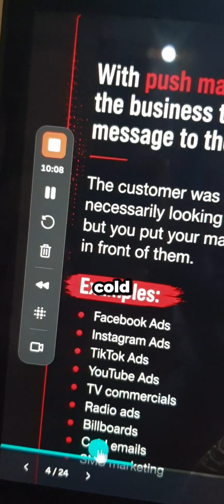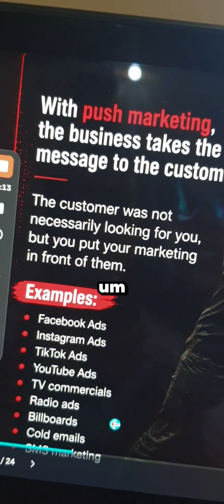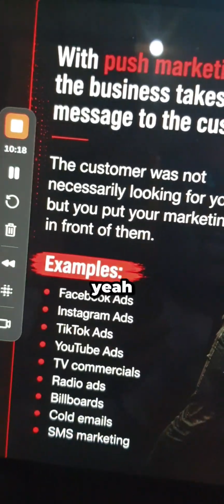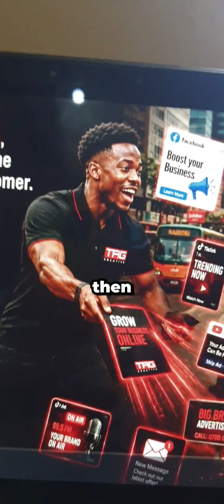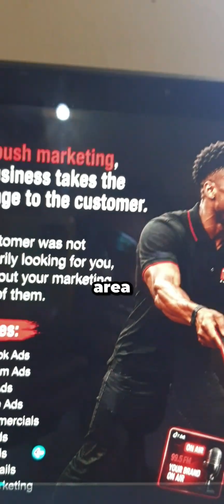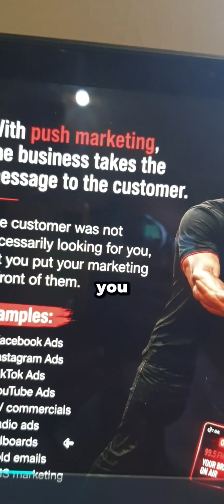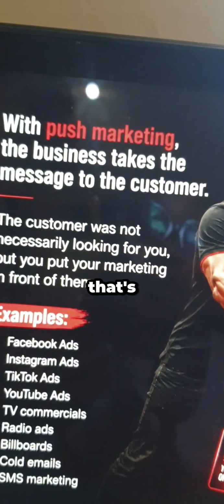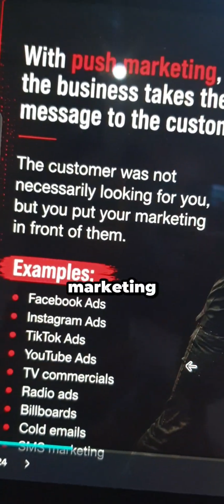Or cold emails, cold calls. Think about it, let's say you want to start offering digital marketing services. You sit down and look around in your area, you start investigating businesses in your area, and then you start calling them. They don't know you. They've never heard of you. You are just calling them. That's called cold calling, and that's an example of push marketing.